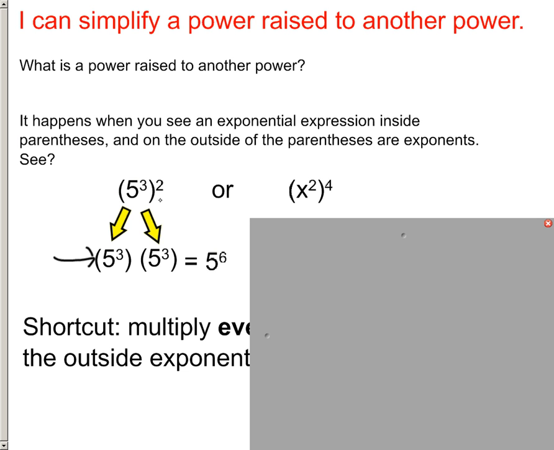Let's see. This simplifies to that. Notice the relationship of how we can get the 3 and 2 to form a 6? Yep, you're literally just going to multiply the exponents.